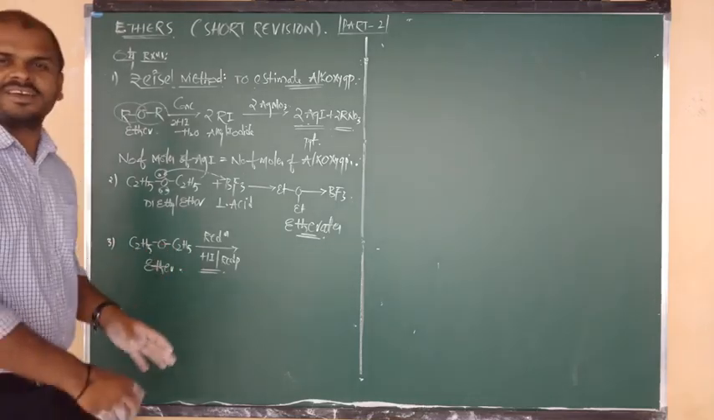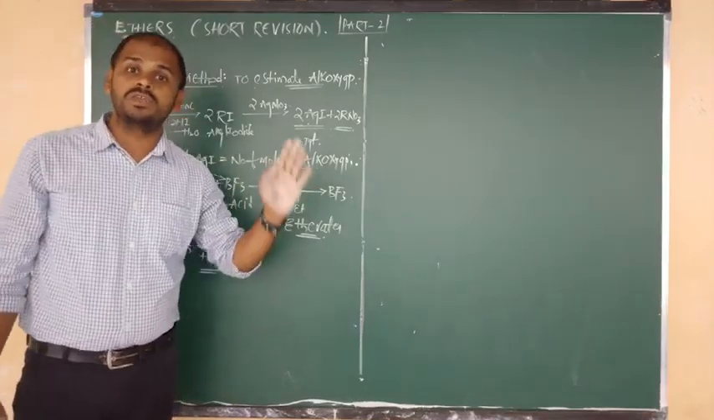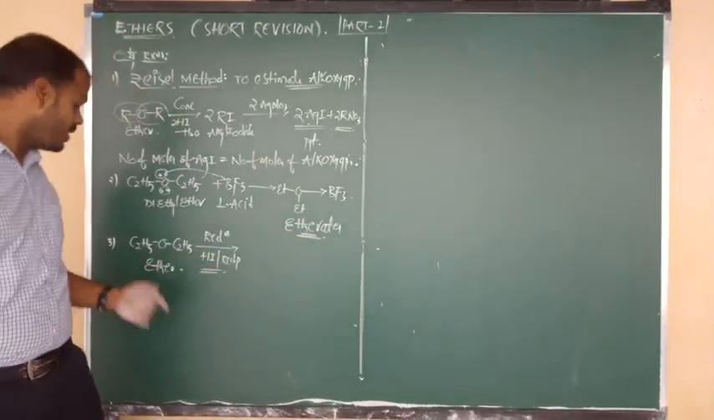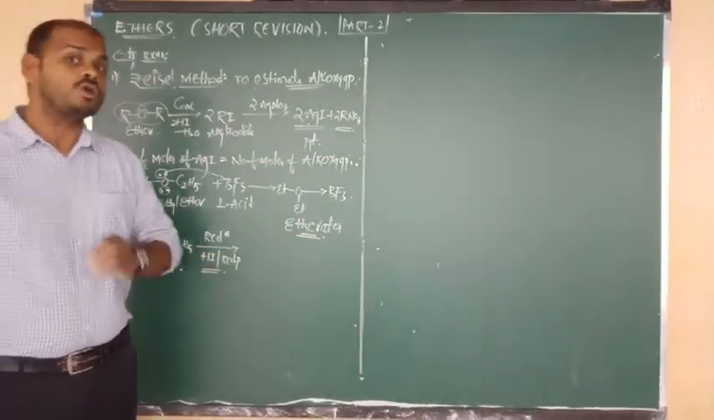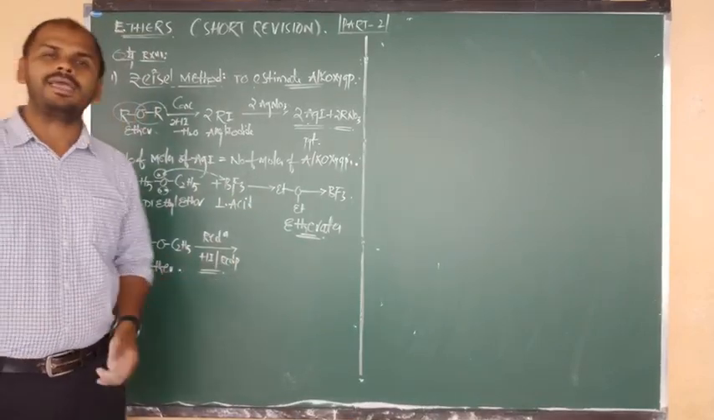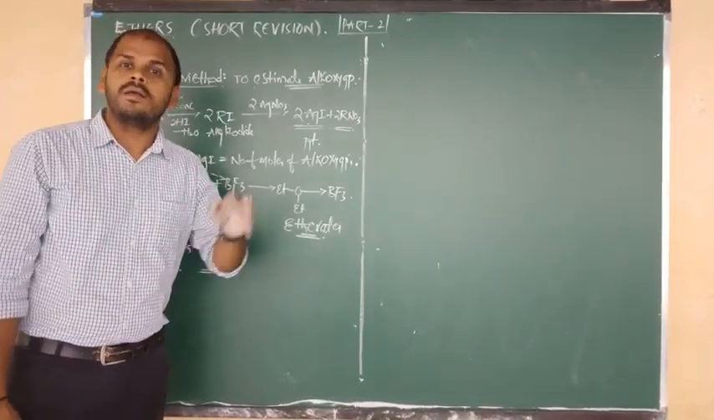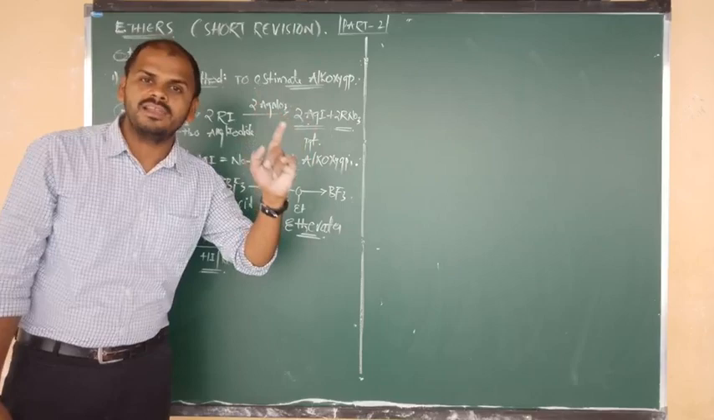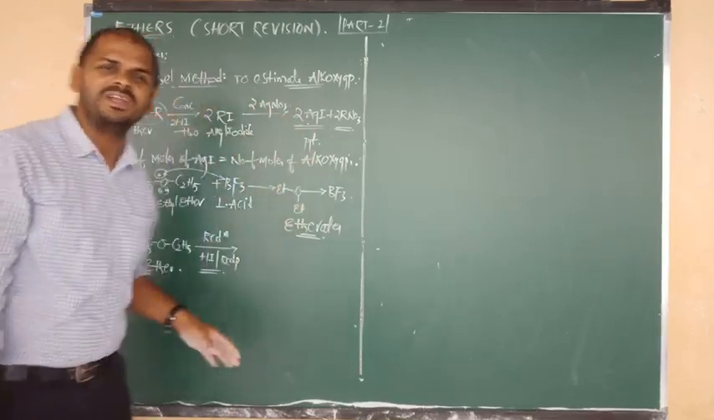But not only ether: alcohol, aldehyde, ketones, carboxylic acids, and also ethers. Most of the organic compounds upon reduction with HI in presence of red phosphorus should be converted into alkane. They should be converted into alkane.